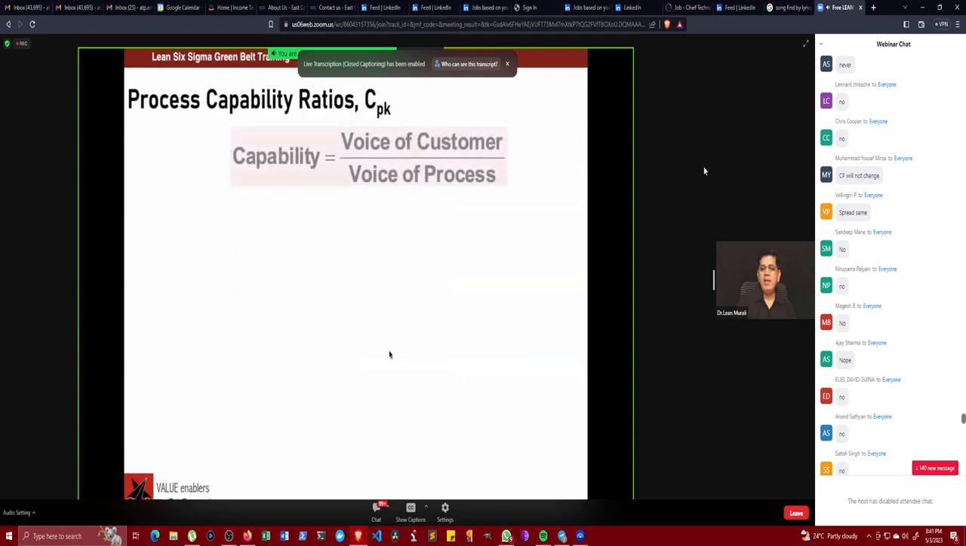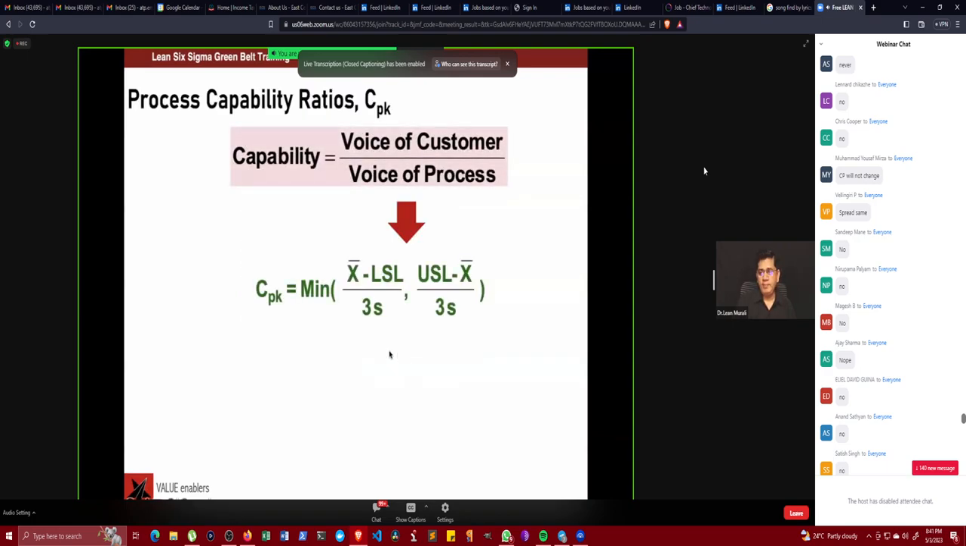Similarly, the center point is the average, and there is the lower side wall and the upper side wall. We will calculate both, and we will see which wall he is closer to. That is the minimum of these, and we will call that his capability.